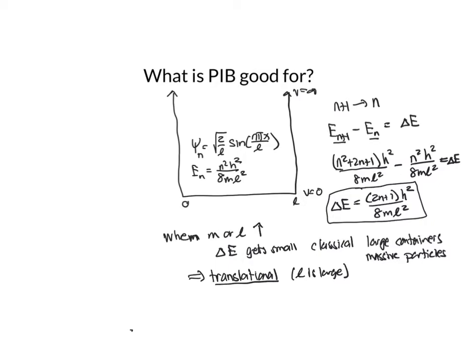Notice though that as n gets larger, the gaps get bigger. So as I go higher and higher in energy, this becomes a worse and worse approximation if m and L aren't really, really big, right? So I can use it for translational motion. That works pretty well. There's another thing that I can model with this, and that's conjugated systems.